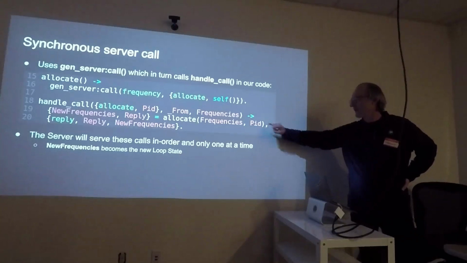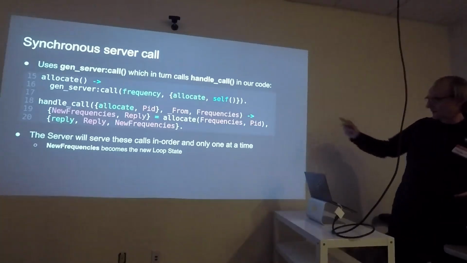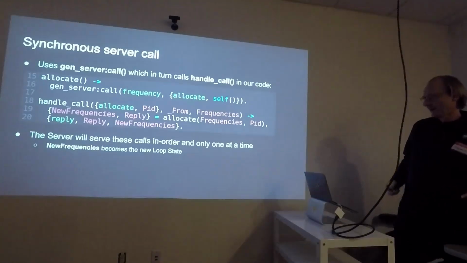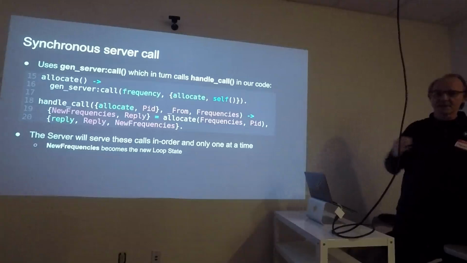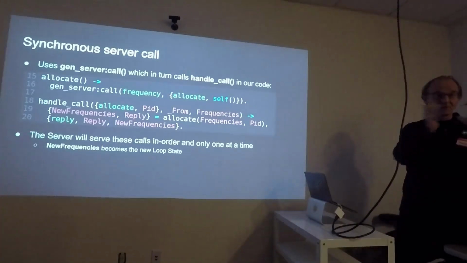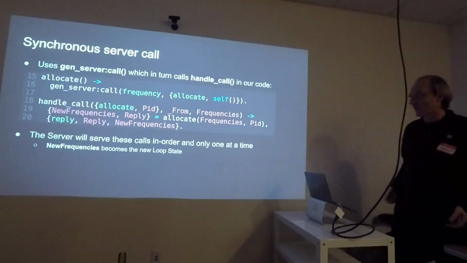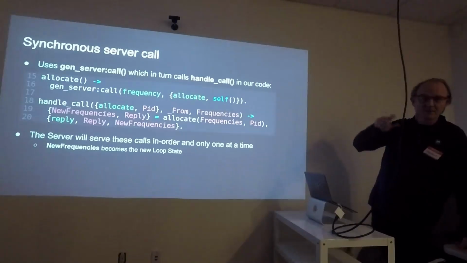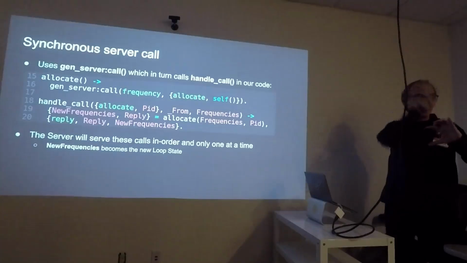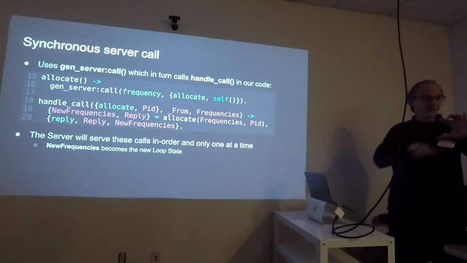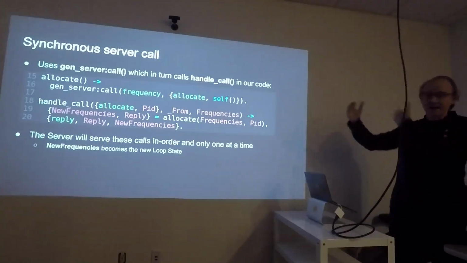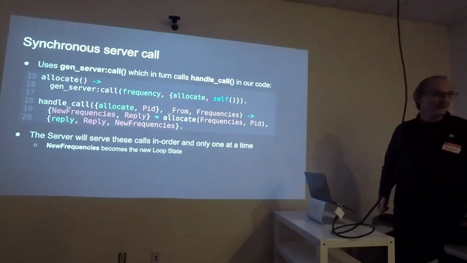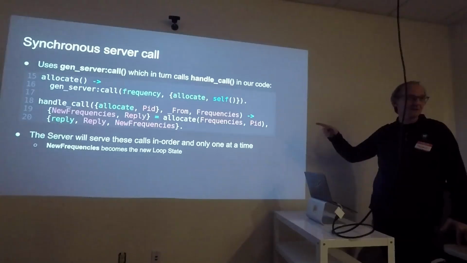And I get the process ID to send back in the reply. New frequencies is what is left of frequencies once I've allocated one, and the new loop state. So the state variable is in the loop of the server constantly, just going around. I calculate it in my code, of course, and the server just passes it along. Okay, any questions on this?